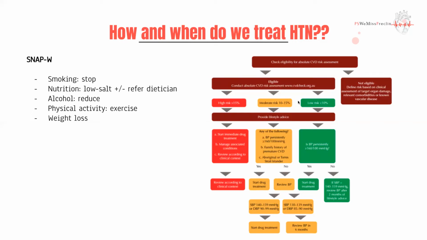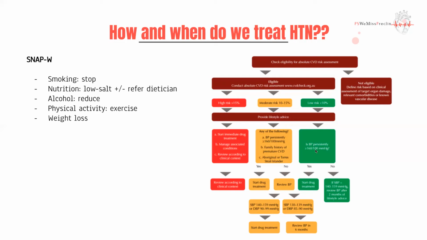So the first thing you need to do is calculate a person's cardiovascular risk. Now, there's an online calculator, the link to which is right here. Once you do that, it basically stratifies you into a high cardiovascular risk, moderate, or low risk. What you always want to start with is lifestyle changes, and that's SNAP-W, which I'll get to in a second. And based on which group you fall in, you're going to have different thresholds for treating that, right?